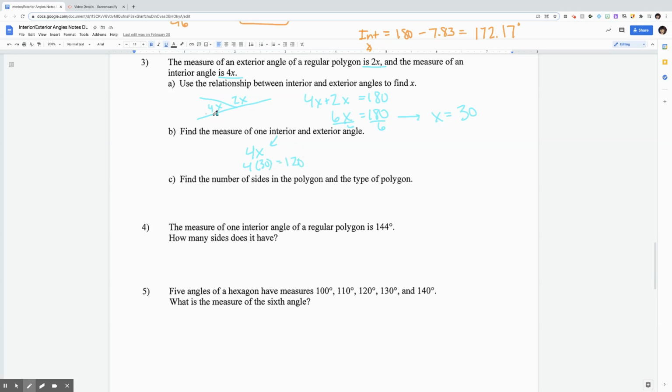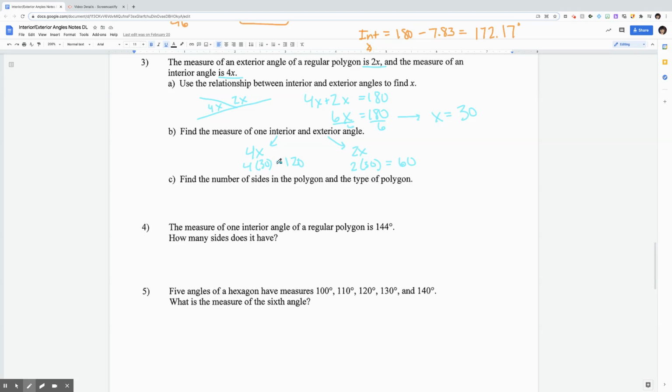So obviously my drawing up here is not to scale, okay? And then the exterior angle is 2x, so 2 times 30, which is 60, okay? All right, then C says find the number of sides in the polygon and the type of polygon.